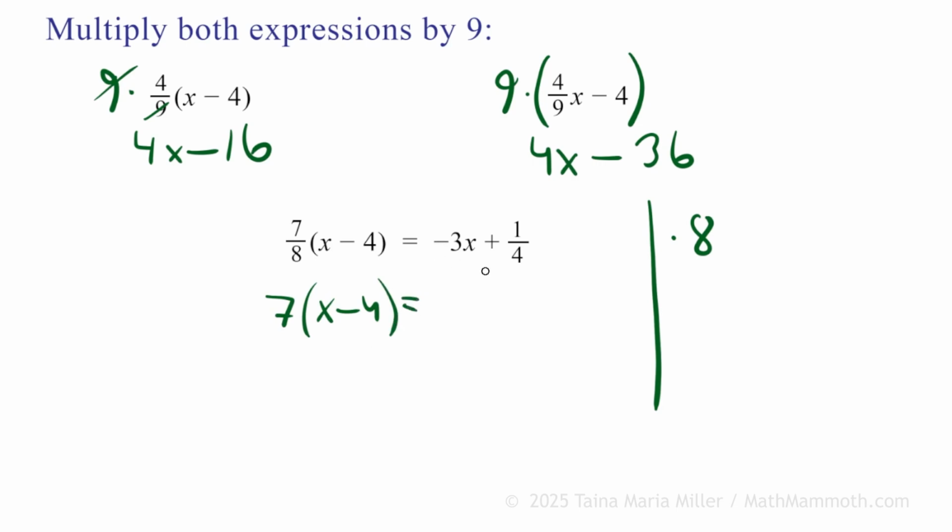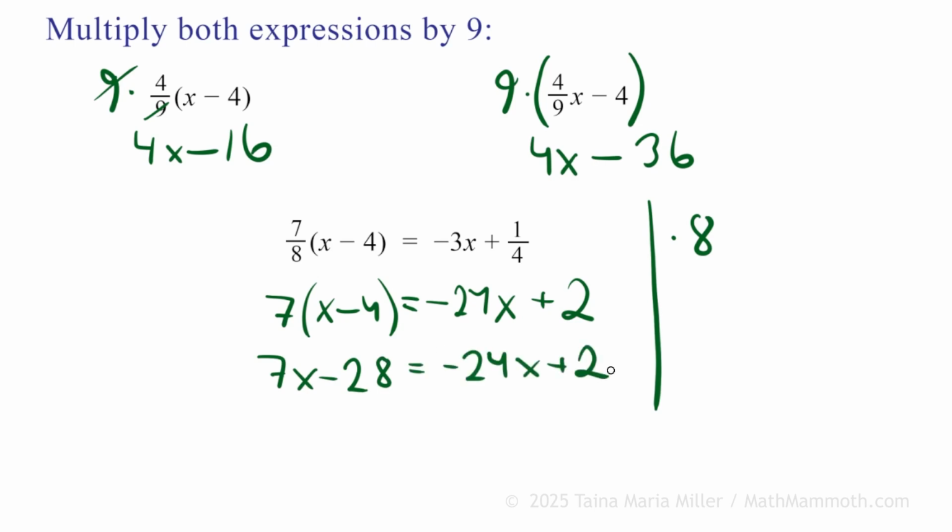On this side, 8 times this entire thing. That means that I will multiply each term by 8. Imagine there was 8 and parentheses. So I go 8 times minus 3x, minus 24x. And 8 times 1/4. There. Now we still need to simplify here on the left side.